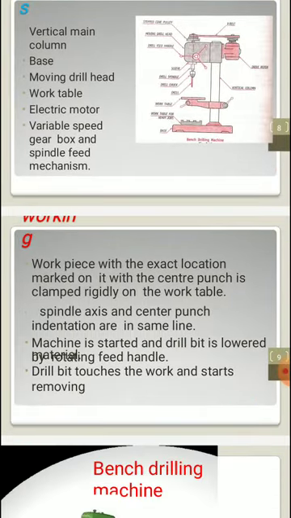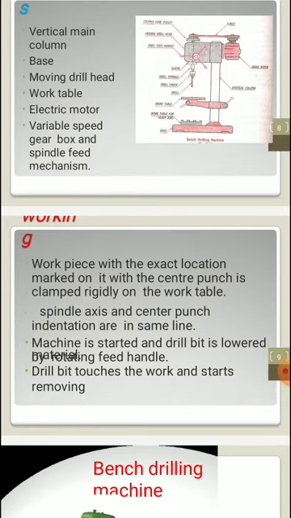Now we can see, as discussed, lots of discussion regarding the bench drilling machine. Now in brief we can understand its working. The workpiece, with the exact location marked on it with the center punch, is clamped rigidly on the work table. As I stated, whenever equidistant holes are required, markings are made prior to placing that job on the workbench, or on the bed.